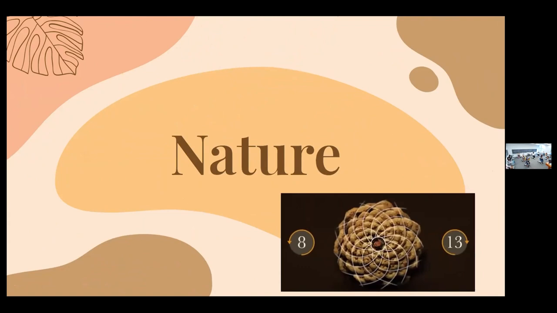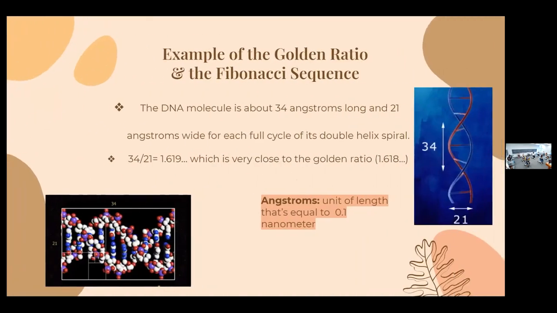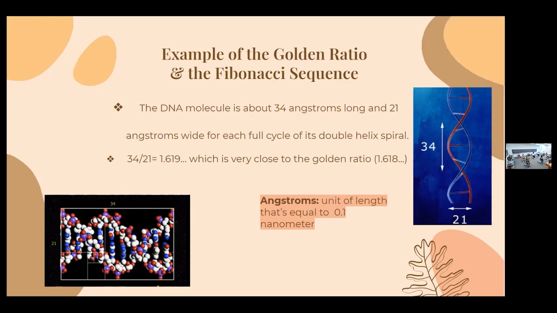Many times you'll see the golden ratio in nature and you won't realize it. In this picture, you see that there are 13 spirals clockwise on the bottom of the pine cone and 8 counterclockwise. The DNA molecule is a double helix spiral, and it's measured in angstroms, which is a unit of length equal to 0.1 of a nanometer, which is also 10 to the negative 10th power. The length of it is 34 angstroms and the width is 21. And 34 divided by 21 is 1.619, which is very close to the golden ratio, 1.618.